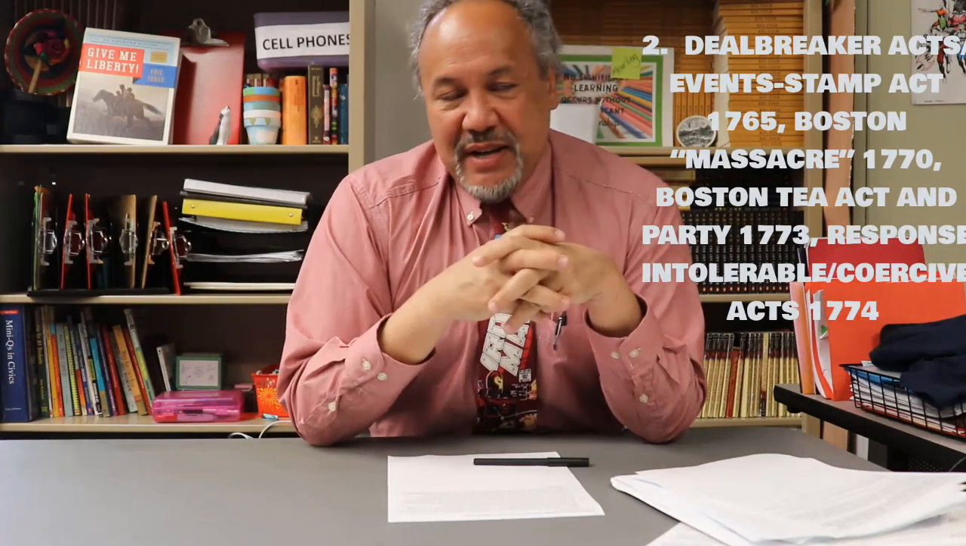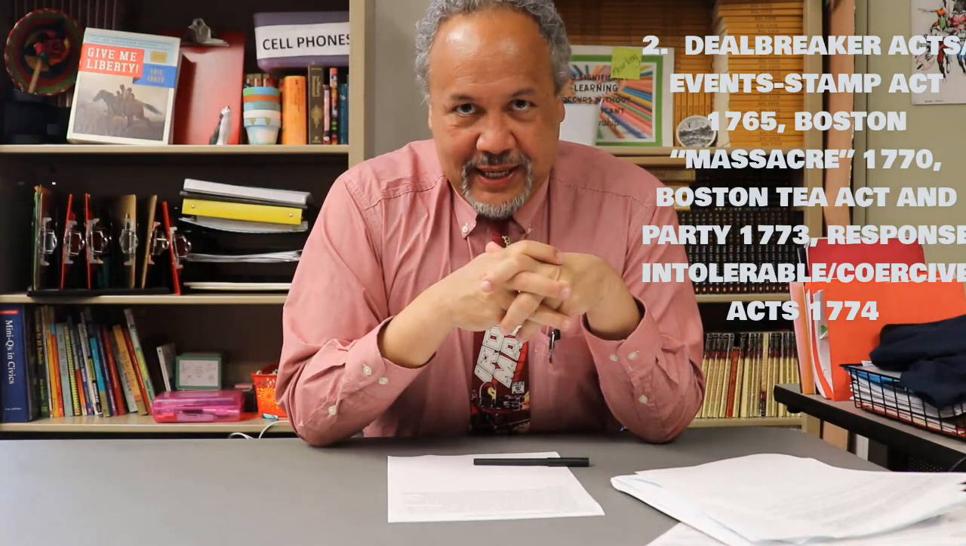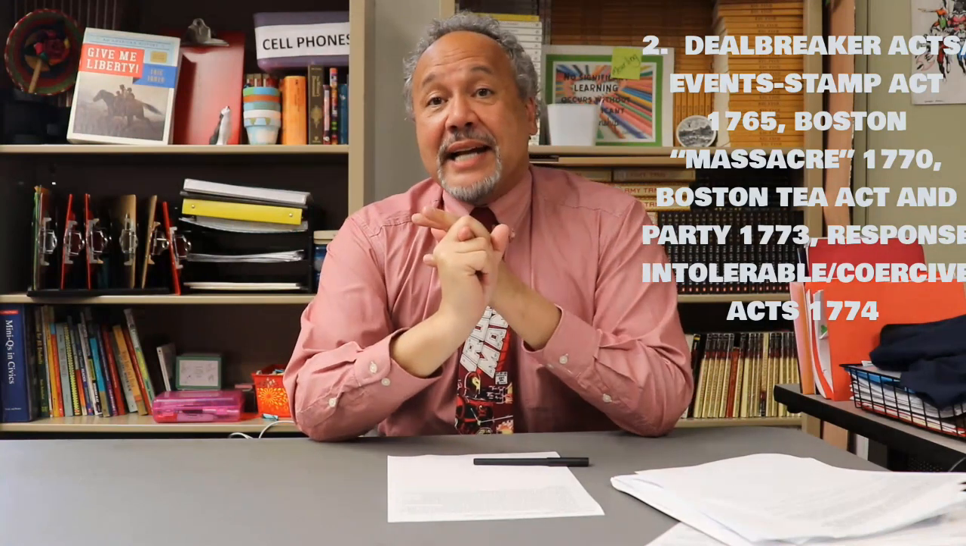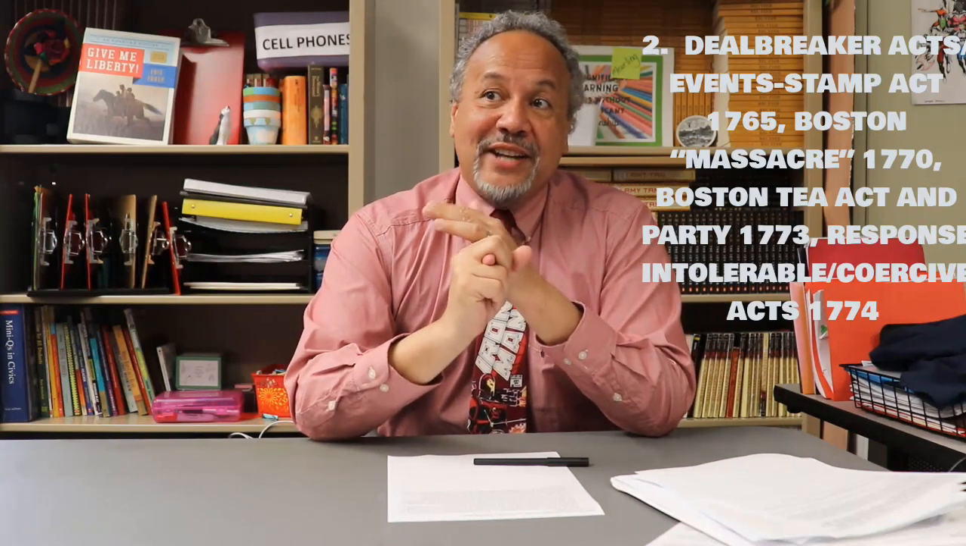Now we get to some deal breaker acts and events that you should know. What I expect you to know are the traditional ones that I made fun of, but please know all of these: the Stamp Act of 1765, the Boston Massacre of 1770, the Tea Act of 1773 and the Boston Tea Party, and the response to that, the Intolerable or Coercive Acts by Great Britain.